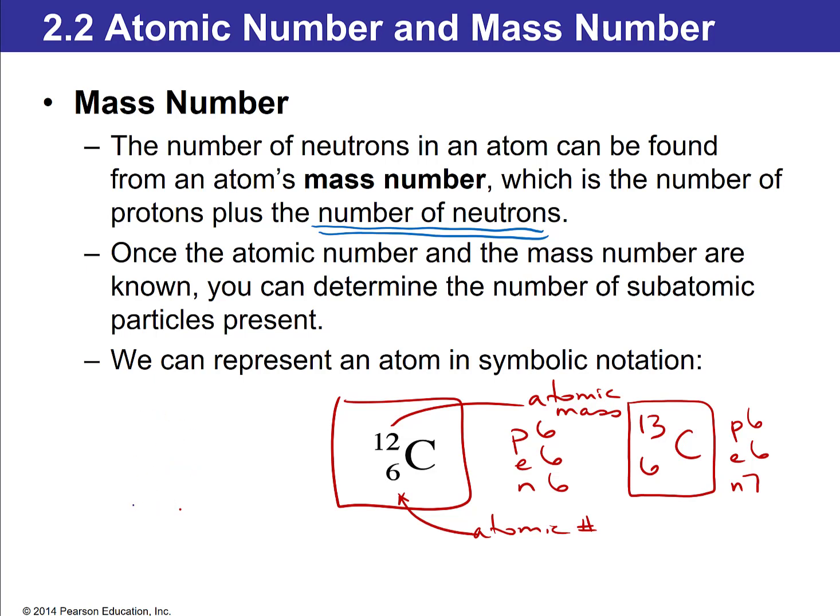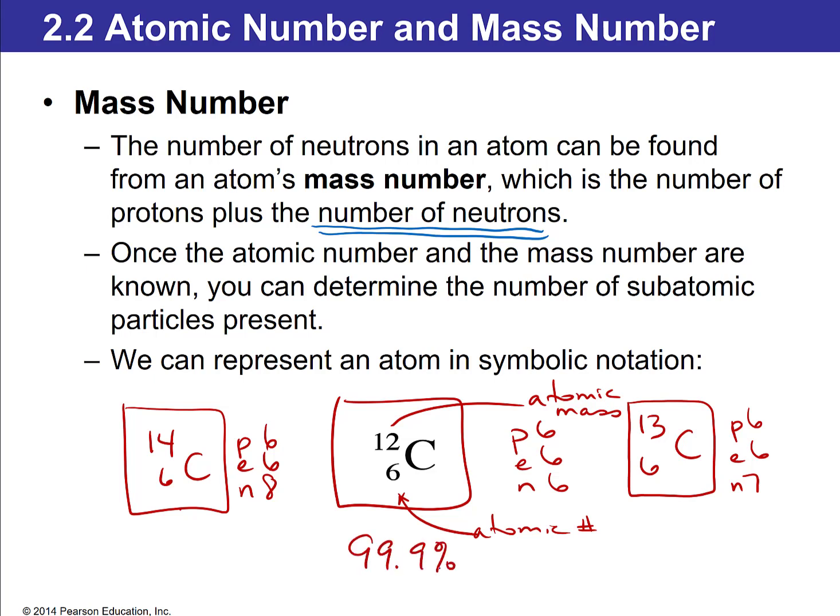In fact, there's another one. There's one that looks like this. This one has an even higher number of neutrons. Still 6 protons, 6 electrons. This one has 8 neutrons. All three of these are found in nature, but 99.9% of the time, it's this. So they say that this is the most common form of carbon, and you notice that the atomic mass on the periodic table for carbon is 12.01. Very, very close to that common form.